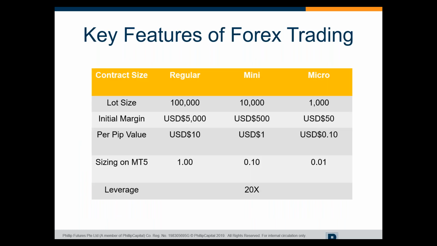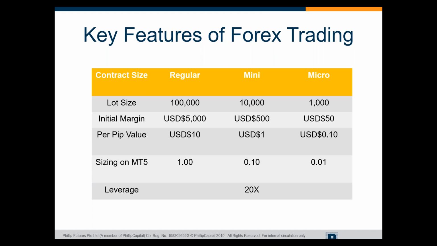Continuing on the key features of Forex trading. For FX trading, we have three different sizes: regular, mini, and micro. Regular means 100,000, the mini is 10,000, and the micro is 1,000. The margin that you need in your account to open a regular lot size of FX trade would be 5,000. That's how you get your 20 times leverage, because if you take 5,000 times 20, you get 100,000. For the mini, the margin will be divided by 10, so about 500 US dollars. And for the micro size, 50 US dollars.